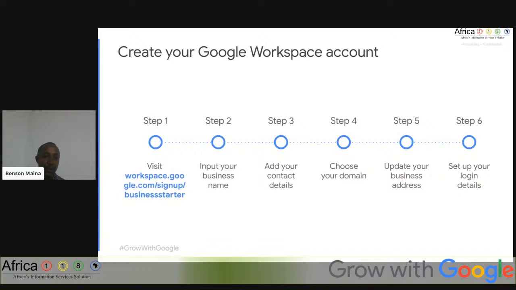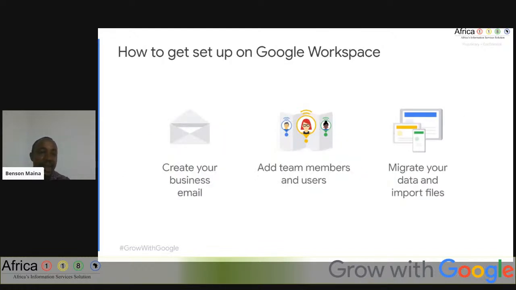As I have demonstrated to you, it's a very easy way to create a Google Workspace for the business. Now that we have the Google Workspace, what next? How do you set up a Google Workspace? You have to take 3 steps. That is, create your business email, add team members and users to the email, and also migrate your data and import the files.